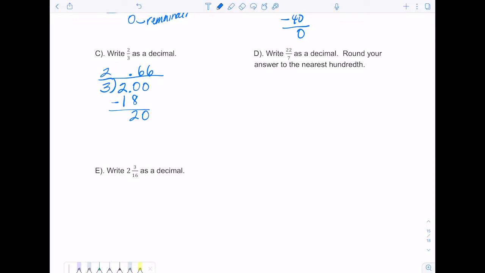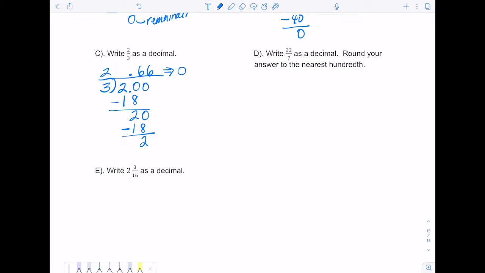Again, you're going to multiply. 6 times 3 is 18. After you multiply, you subtract. 20 minus 18 is 2. What do you notice is happening? You're going to keep getting 20 over and over and over. This is known as a repeating decimal. It's just going to keep repeating.